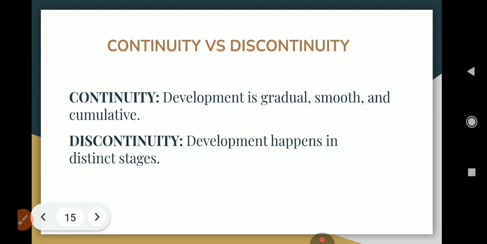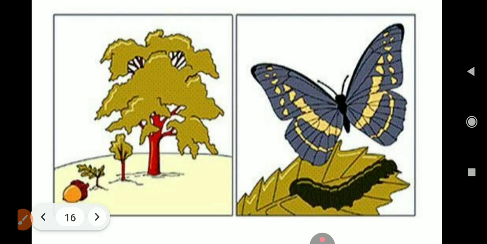If you take an example, the seed growing into a sapling and turning into a tree is smooth, as I told you, like the flowing of a river. But if you take the caterpillar turning into a butterfly, this is abrupt. That is the difference between continuity and discontinuity.